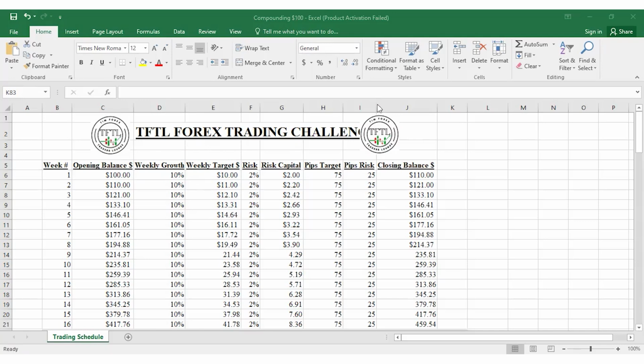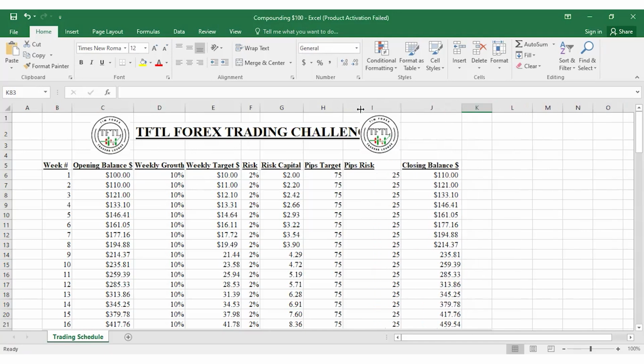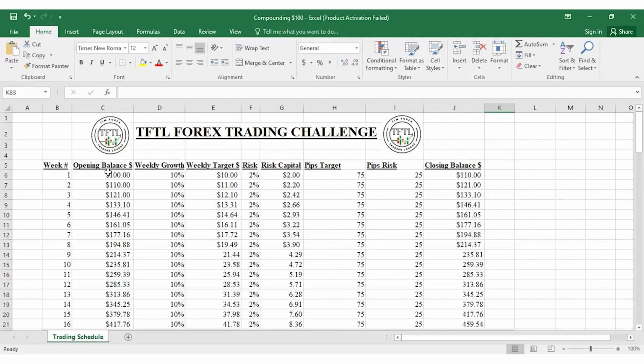And in this kind of a challenge, basically what we are looking at is for us being in a position whereby we can be able to trade $100. So this is the opening balance. Remember, we are growing 10% weekly. That means about 2% daily. But remember, you don't have to trade every day.